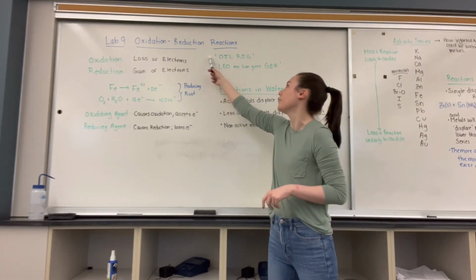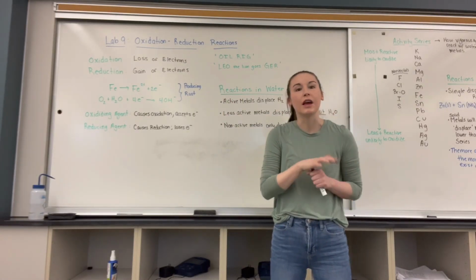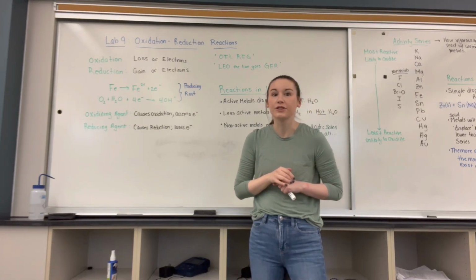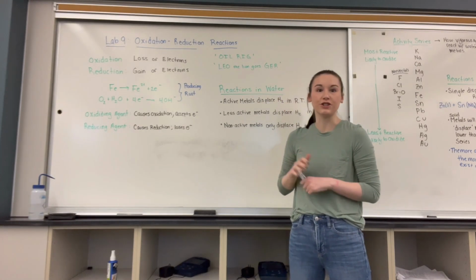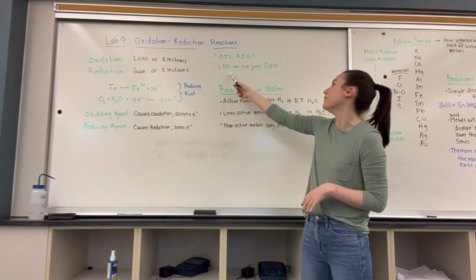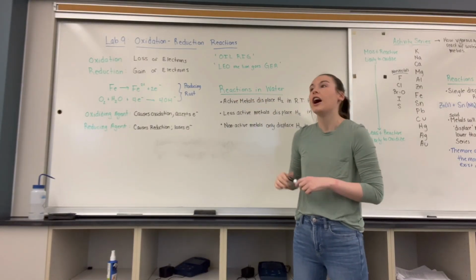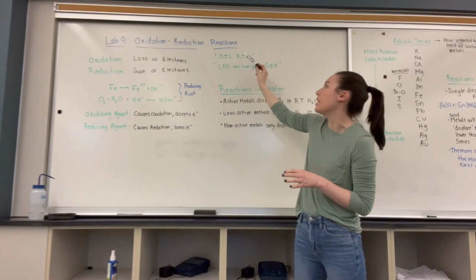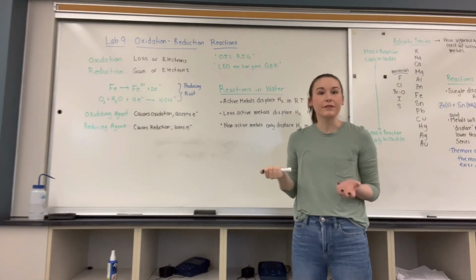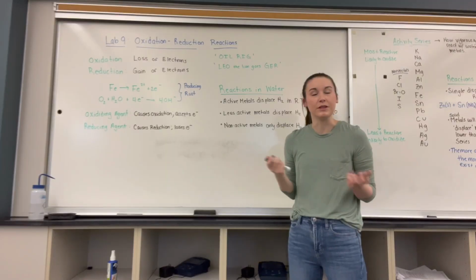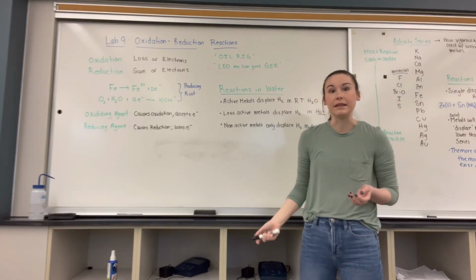There's two common acronyms for doing oxidation reduction reactions. That's OIL RIG. Oxidation is loss, reduction is gain. And you also have LEO the lion goes GER. Loss of electrons, oxidation, gain of electrons, reduction. Either of those work to help you remember where the electrons are going and what that means.